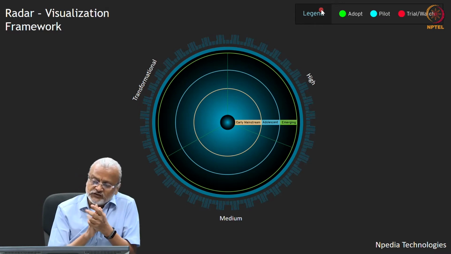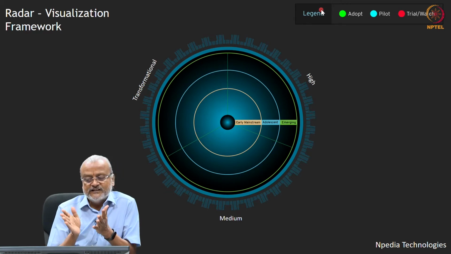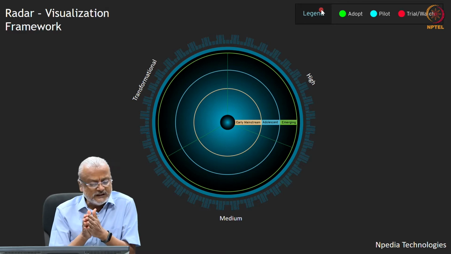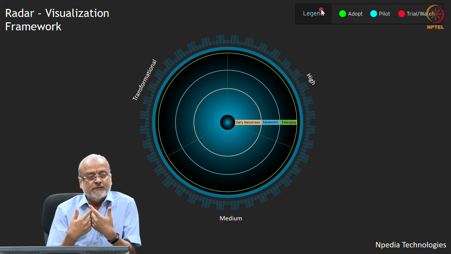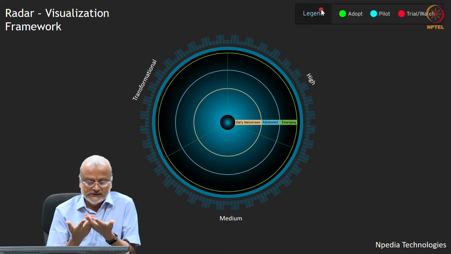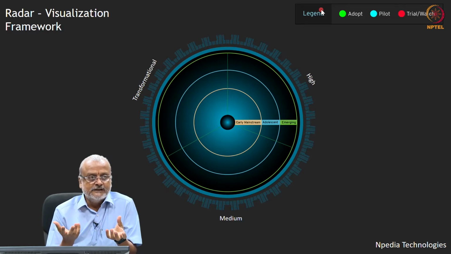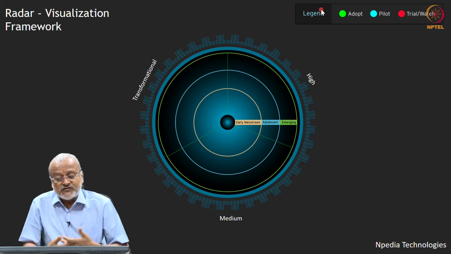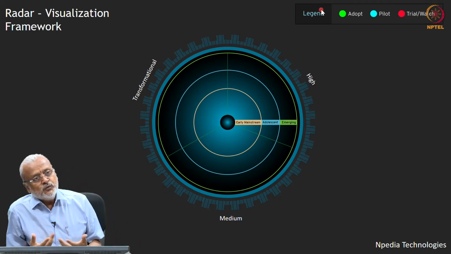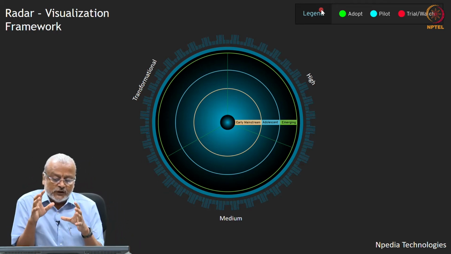The last one that you see, which is in the red, that is interesting. It says trial and watch. Sometimes you can try it, but there is no guarantee that it will be adapted by the end user. That means it becomes economically not viable at a certain level, but you may have interest in exploring that because you want to develop skills around the technology.